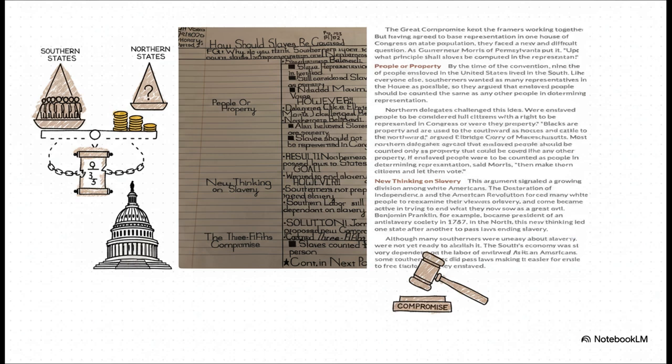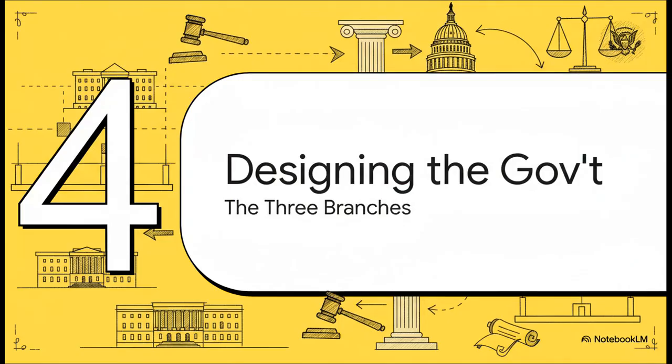The result was a grim deal known as the 3/5 Compromise. For every 5 enslaved people, 3 would be counted toward a state's population for both representation and for taxes. It was a terrible compromise, and it was written right into the Constitution, giving slaveholding states a huge amount of power for decades.